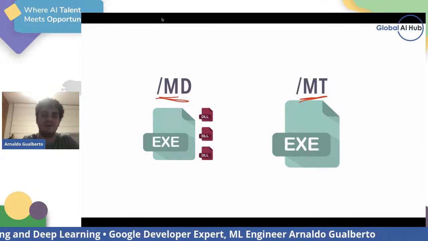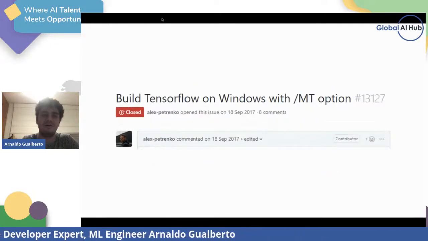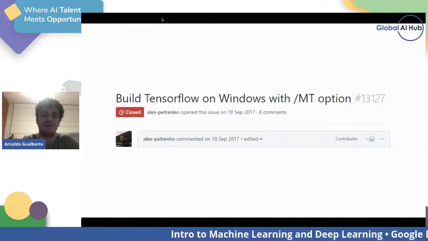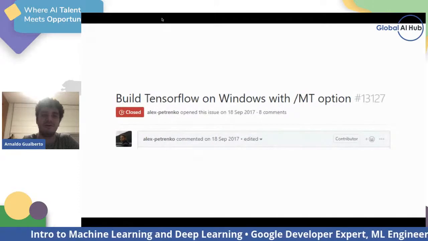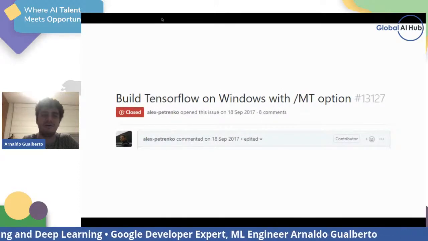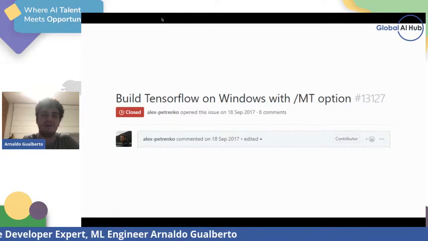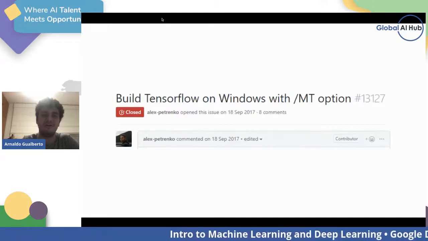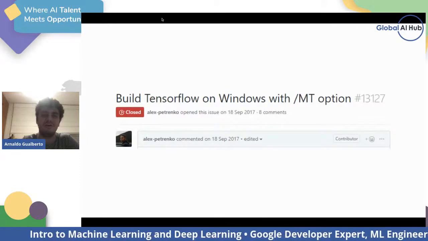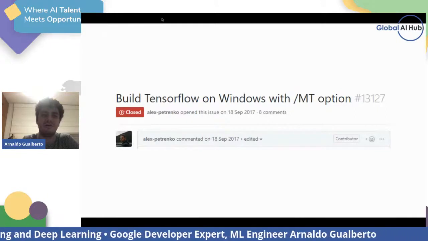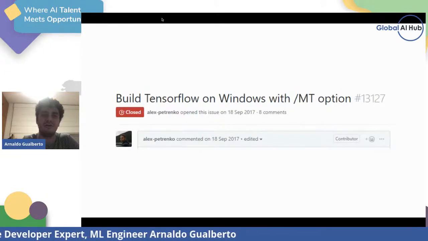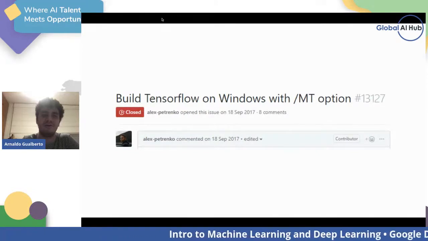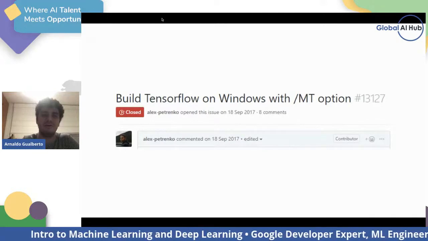So basically, I went to the TensorFlow repository and I found an issue with the title "Building TensorFlow on Windows with dash nt option." That's exactly the case I had, and it was opened by this guy, Alex Petrenko, and it was closed. So it was a good indication that it was already resolved. In the end of the issue, Alex Petrenko said, okay, guys, I was able to solve this, so I'm closing the issue, and that's fine.